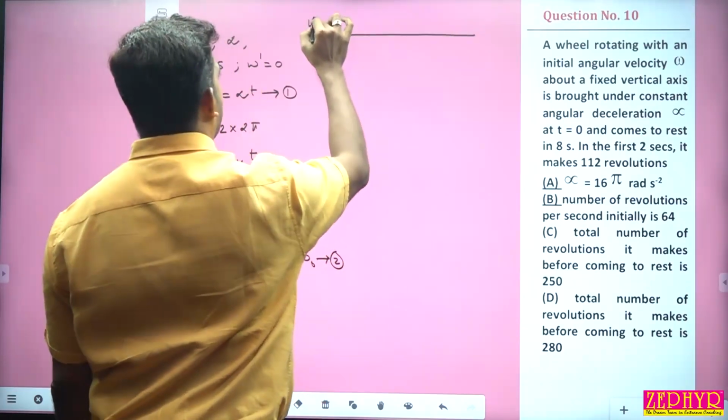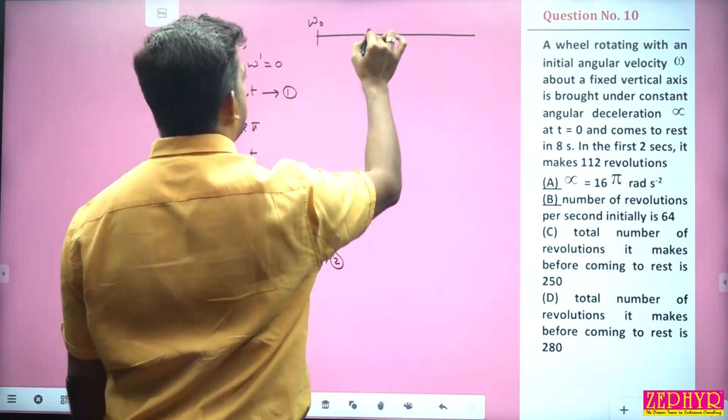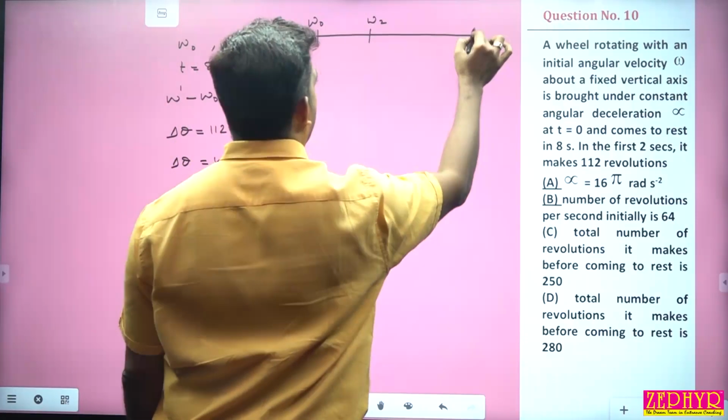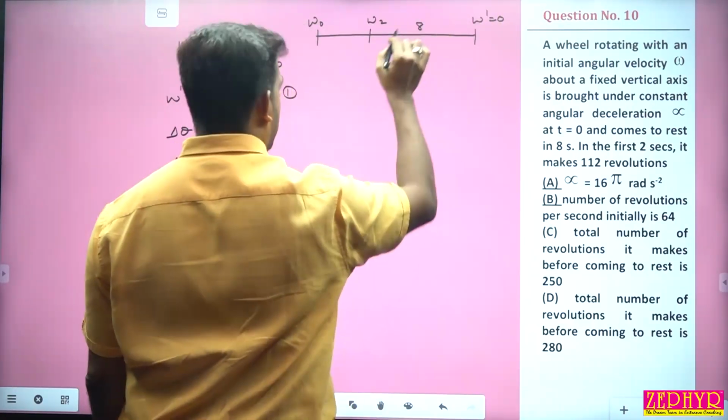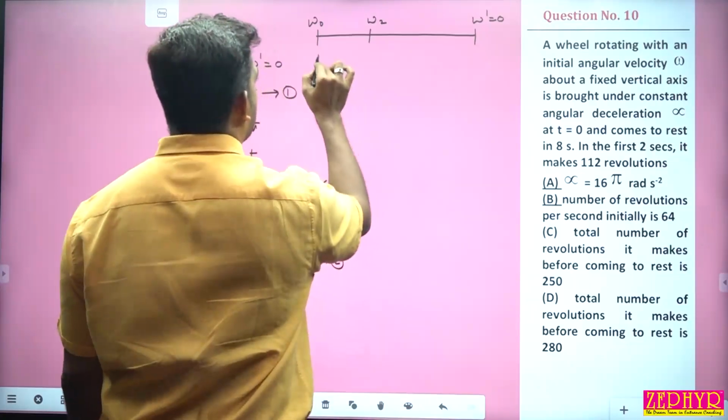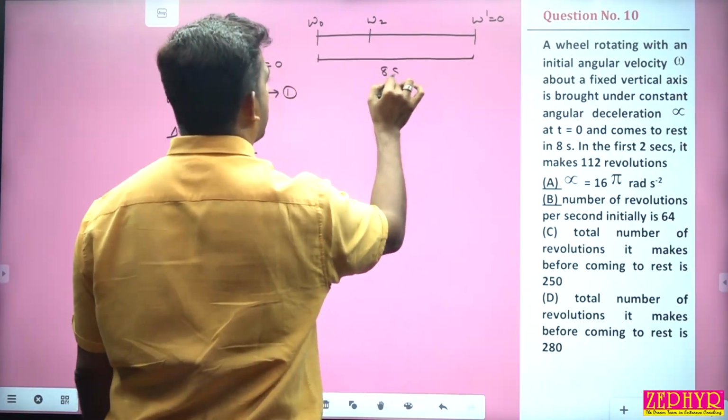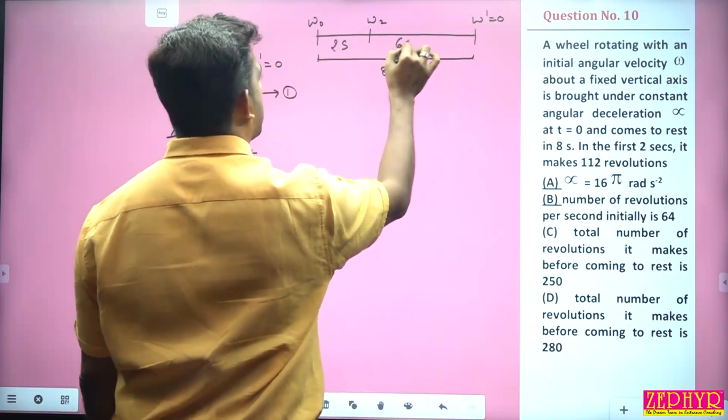So it was having initial angular velocity omega naught. In 2 seconds it is omega 2, and finally in 8 seconds it is equal to 0. This is 8 seconds. The complete time for making it 0 is 8 seconds. This first 2 seconds, this is 6 seconds.